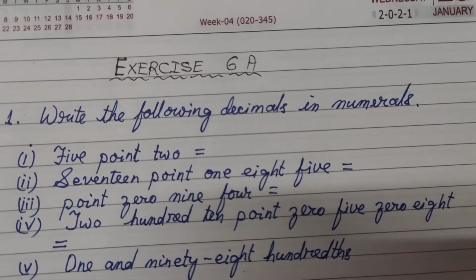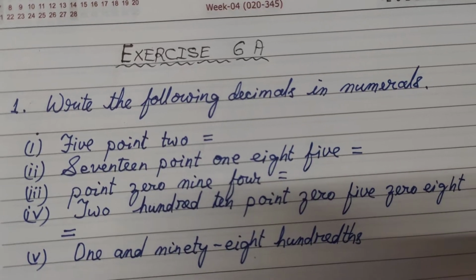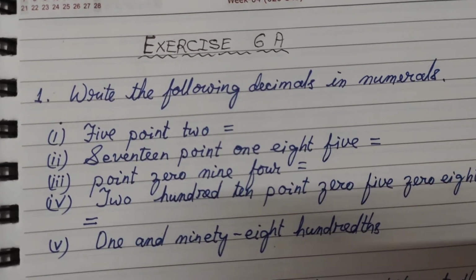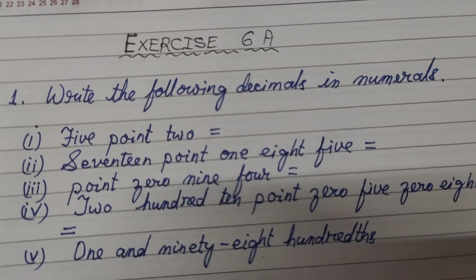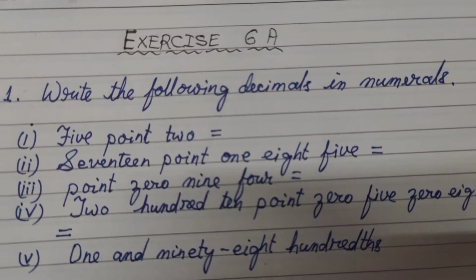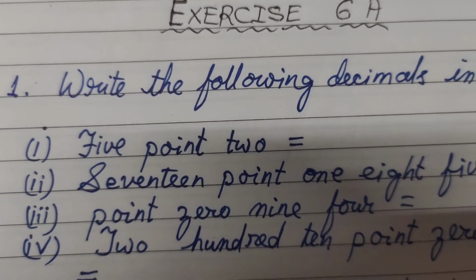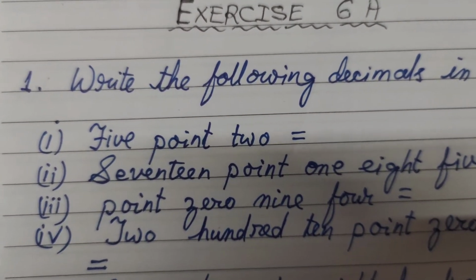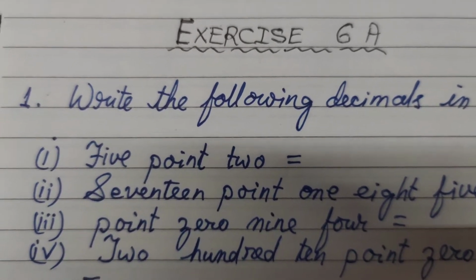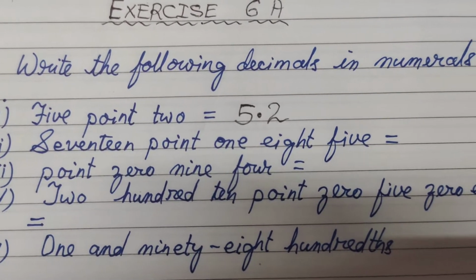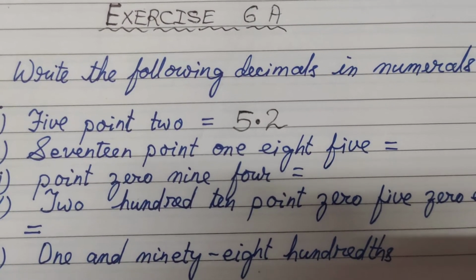Hello class 6. Today we will do the first exercise in the chapter decimal fraction. Exercise 6. The first question here says write the following decimals in numerals, that is numbers. So the first question is 5.2. This is an easy one. As the sentence is, so the number will be. Here it is 5.2. Just write 5, then point is decimal, and then 2.